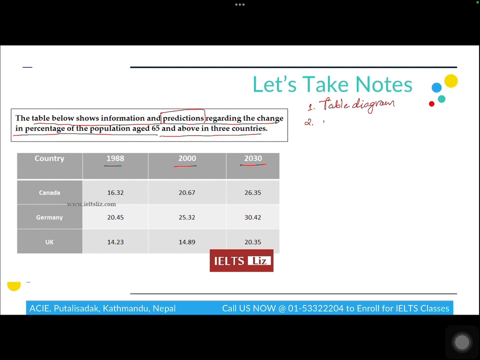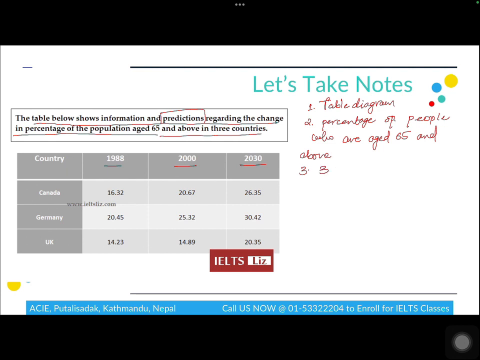So basically, if we paraphrase, the table shows percentage of people who are aged 65 and above. So this could be one way of paraphrasing the question in your own words, in your own language. Then we are going to note down the key components.